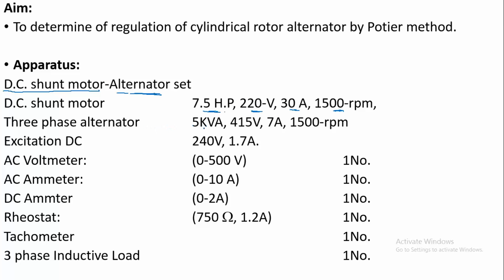Alternator specification: 5 kVA, 415 volt, 7 ampere, 1500 RPM. So prime mover RPM and generator RPM are the same. Speed of prime mover and speed of generator is the same. It should be the same.